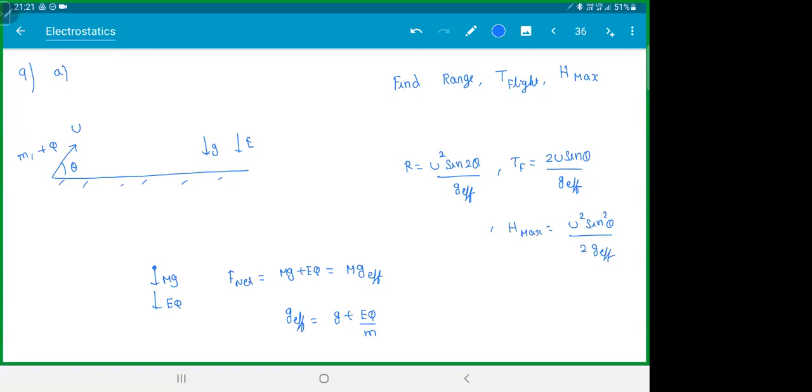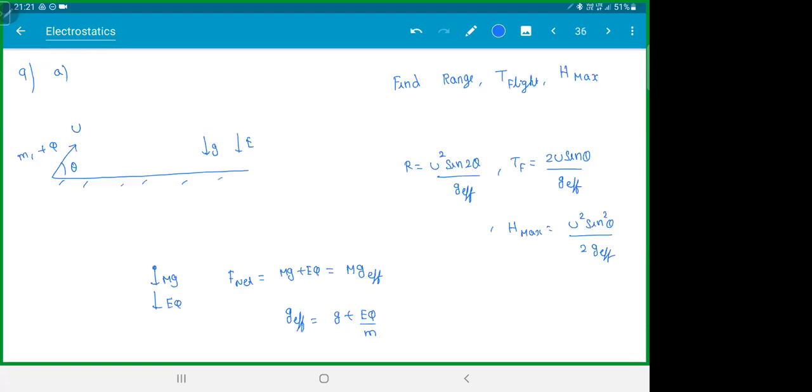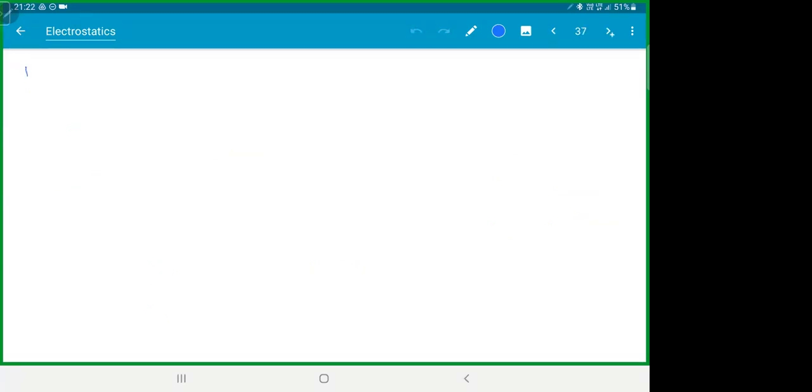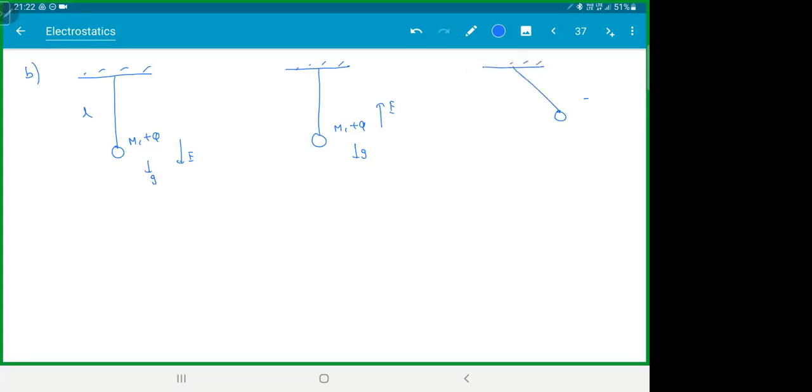Where else can you use this g effective concept? Same question if I had asked you like this. Any doubts on this page? Same thing, I can ask you a g effective question like this also. Let's say we have a pendulum here, mass m, charge q, we have a field downward. We have a pendulum here, mass m, charge q, field E upward. Gravity is there. We have a pendulum, field E, length L, and gravity. Find the time period for small oscillations.